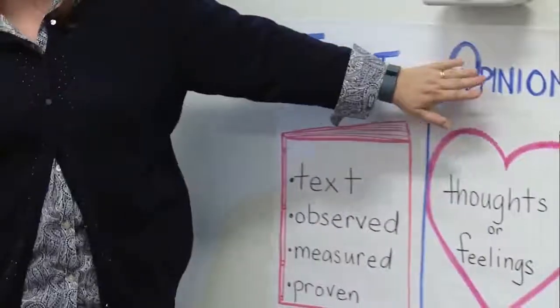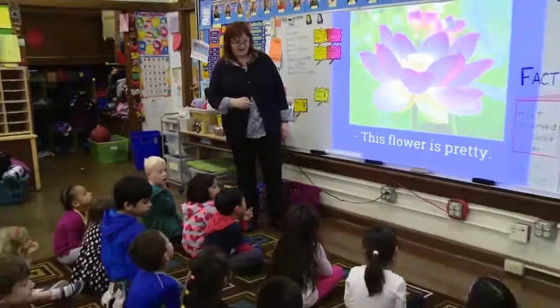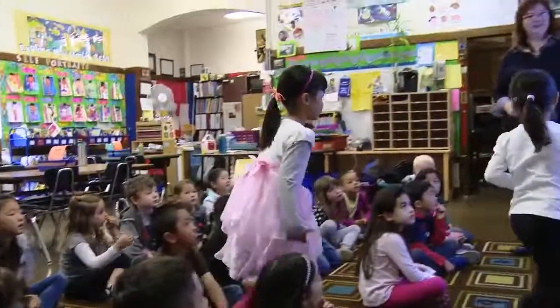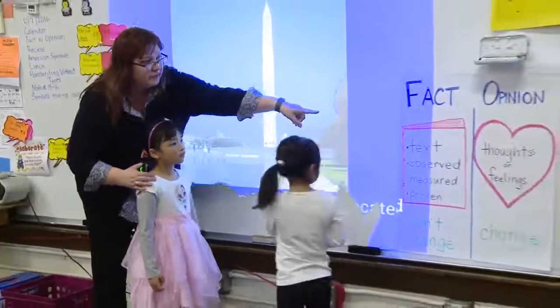I use those language supports so that if they blank and they don't know what to say, they can always refer to the chart. How about Wenna and Kana? Do you want to come up and show us how to do one? Having an academic conversation in kindergarten is hard work, but by breaking it down and giving them the tools, they're able to do it. So it's been very rewarding.